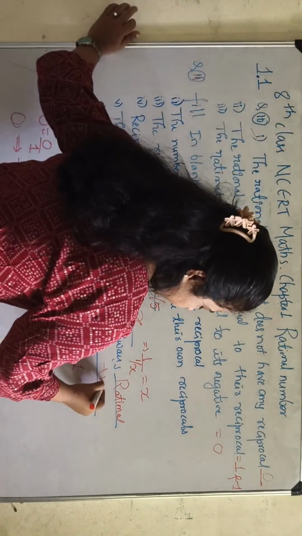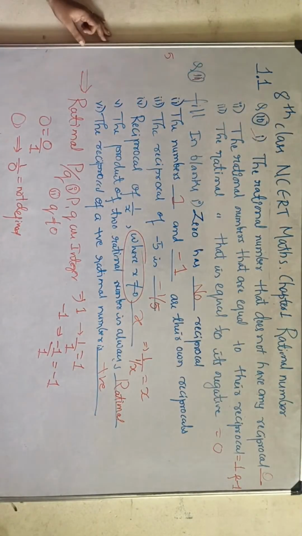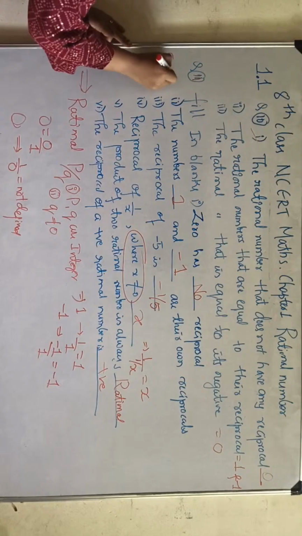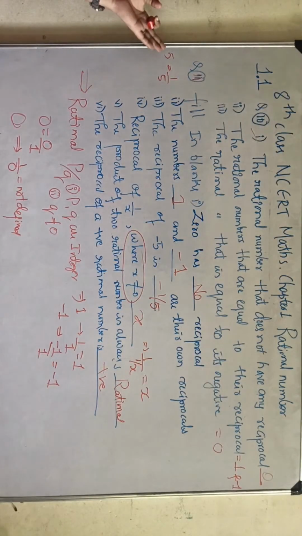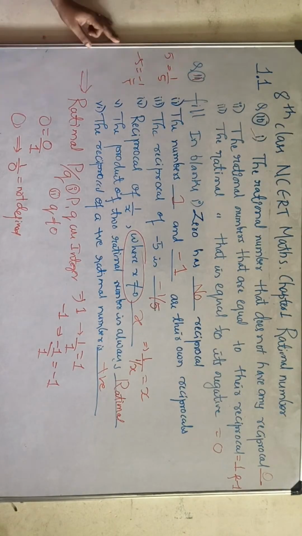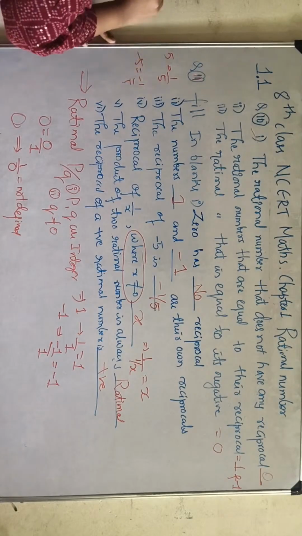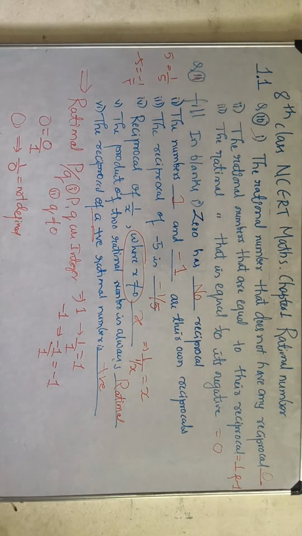It is very simple. How? See, here the 5 is a positive number. What is the reciprocal of this? 1 by 5. Again this is positive, right? If here it is negative, I will get minus 1 by 5. Here they mention the reciprocal of a positive rational number, so we will get a positive inverse. Okay? You got the point?